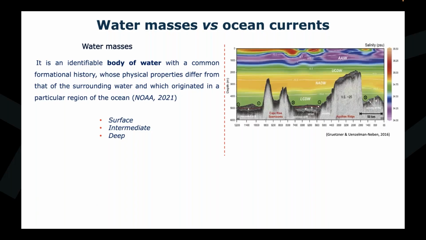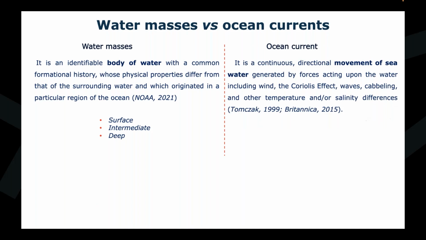For example, here in the Southern Ocean, you can see from this work from this author, different water masses, surface, intermediate, and deep in this part of the ocean. And all these water masses are important in shaping the morphology of the seafloor. And then we have currents. But currents are not defined by physical properties, but by the movement of the water, because of different processes, could be the wind, could be Coriolis, could be cabbeling, and other potential processes. So basically, I want to say that the two concepts are different.